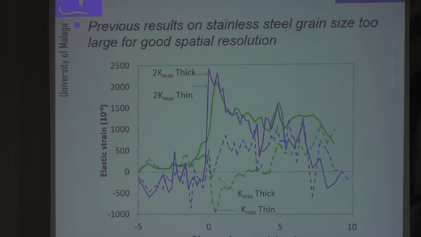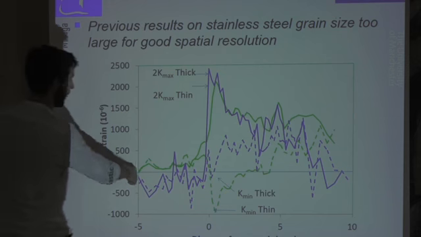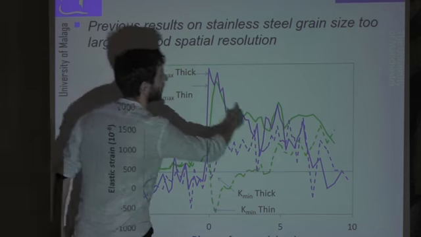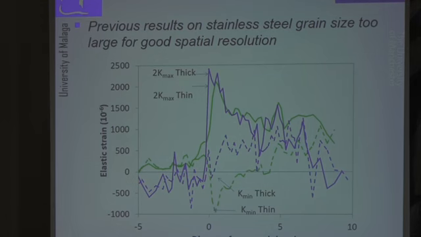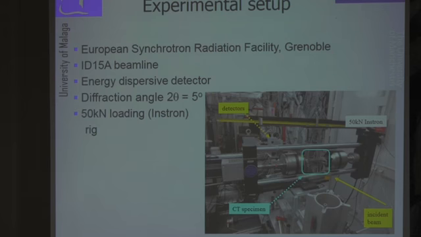This is the result of a previous experiment that we did in a stainless steel, and basically this should look a bit like this, and then here we should see a K field. But instead of that, we see this very noisy curve, which, if we're trying to fit a Williams type model here, is going to really struggle to fit. So that's the reason why we use the bainitic steel.